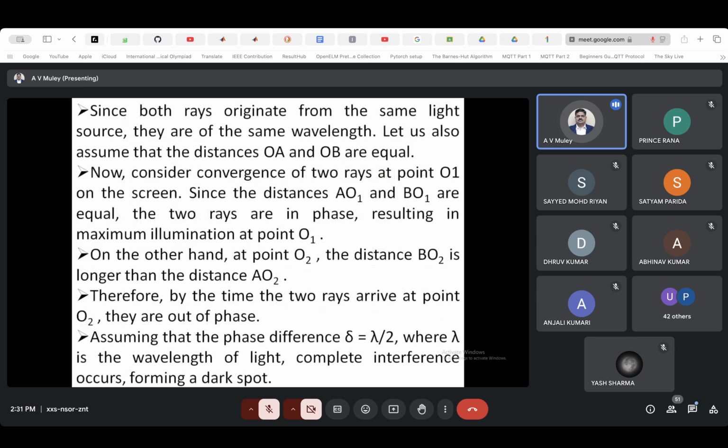So look at this particular one. On the other hand, at point O2, the distance BO2 is longer than the AO2. Therefore, by the time the two rays arrive at point O2, they are out of phase. तो जैसे मान लो यहाँ आएगा, thereby by the time two rays arrive at point O2, they are out of phase. मतलब ये out of phase हो जाएंगे. Assuming that the phase difference is, for example, this particular one. मतलब इनका मान लो phase difference, for example, ये है delta that is equal to lambda by 2, where lambda is nothing but the wavelength of light. The complete interference occurs forming a dark spot.